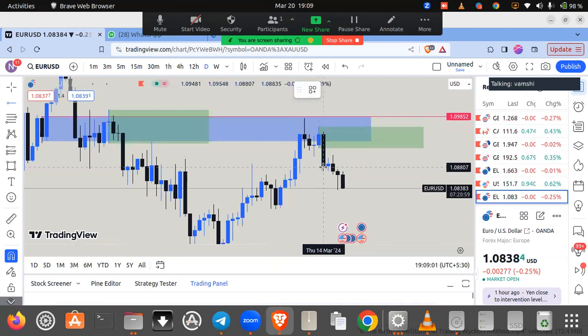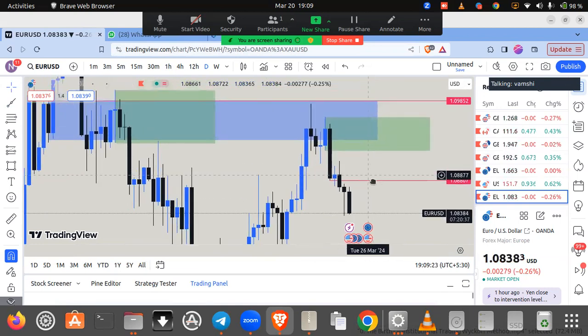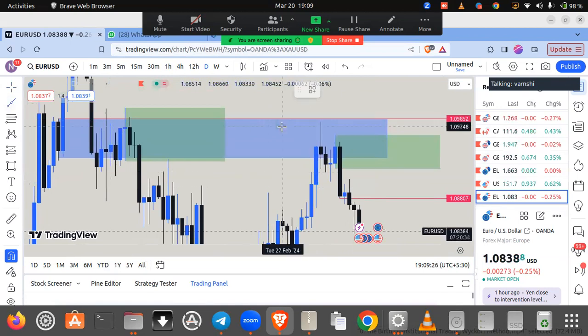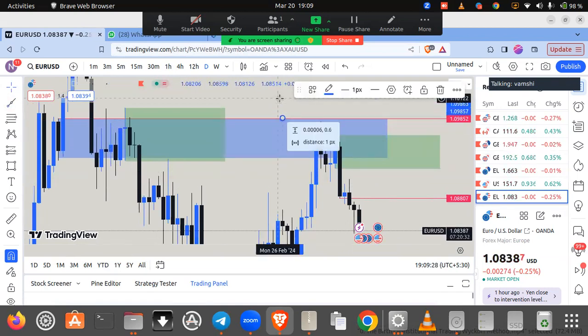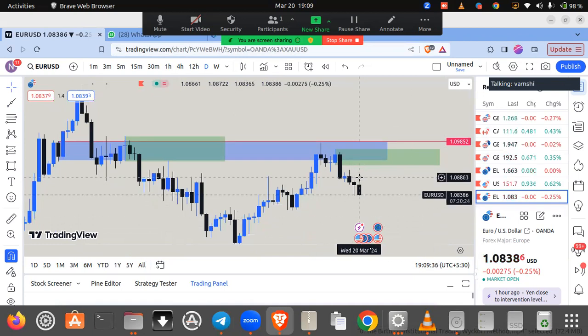C formed here. So you can take entry here, or you can wait for retest. Retest on A. You should wait for price to retest A zone, the blue zone. Or you can take the entry as soon as C is formed. But if you take entry here, your stop loss should be 10 pips above the red line, 10 pips above A. So waiting for retest is better way.